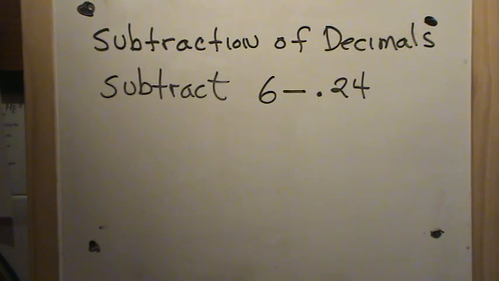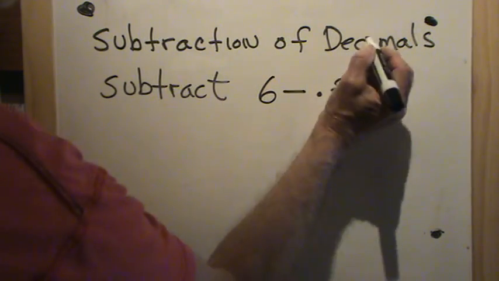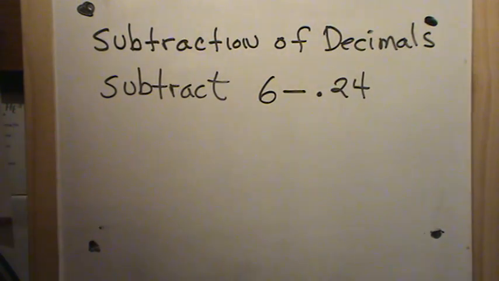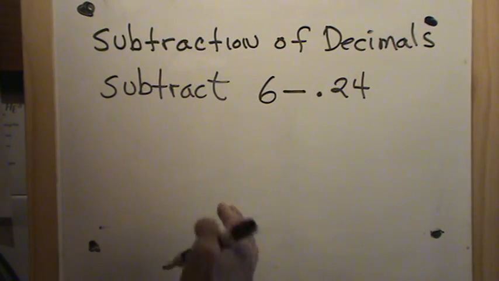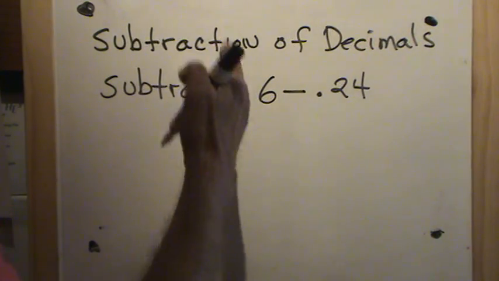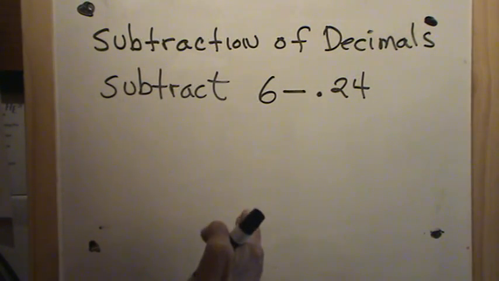Welcome to Subtraction of Decimals. Subtraction of decimals is a relatively simple skill also, just like addition of decimals. In fact, it's almost exactly the same except we're subtracting. We have to rewrite the problem lining up the decimal points and then we subtract.